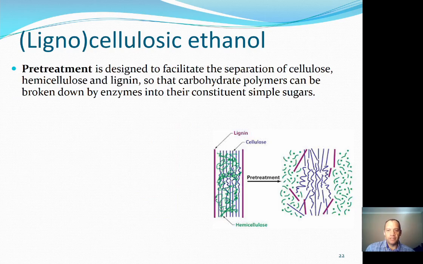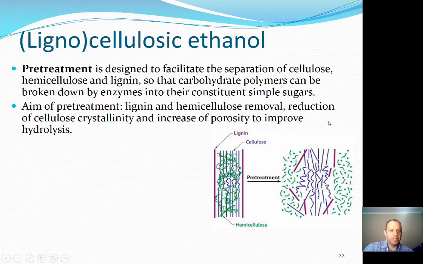So as I mentioned, we need this pre-treatment process in order for the process to work more efficiently. Pre-treatment is designed to facilitate the separation of cellulose, hemicellulose, and lignin. Those 3 main polymers of lignocellulosic biomass. And we need them separated so that the carbohydrate polymers can be more easily broken down by enzymes into their constituent simple sugars, and those simple sugars can then be fermented.